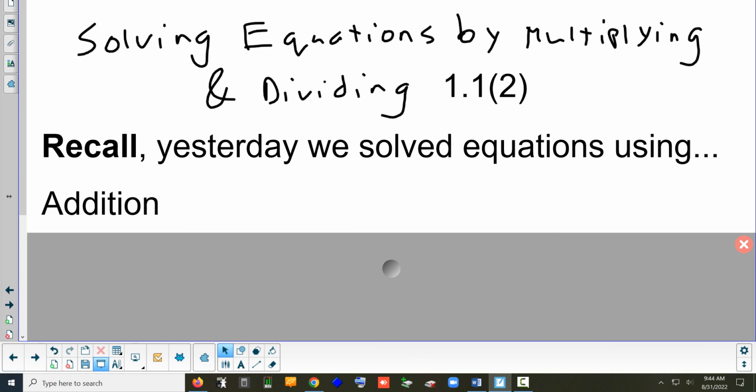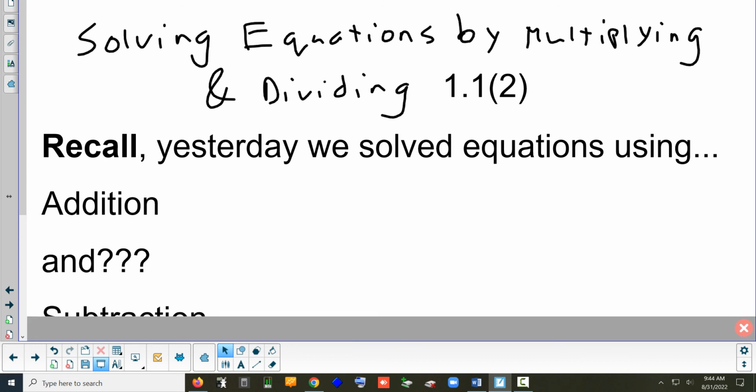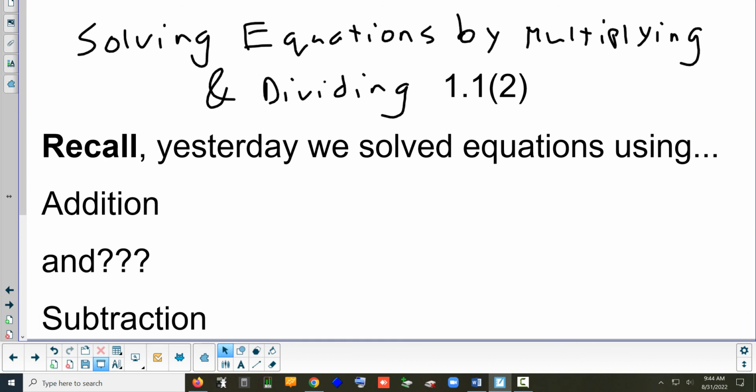So this was actually Monday. There is no spot on your guided notes to write that. Just a reminder of what we've already done. We used addition, and we used subtraction. And it was only one step. So you had a problem like this. There's just one step to solve it.